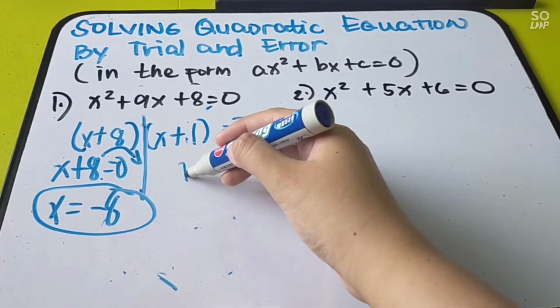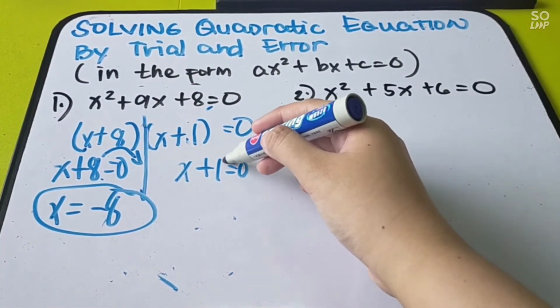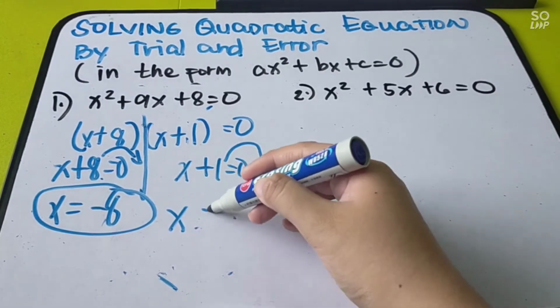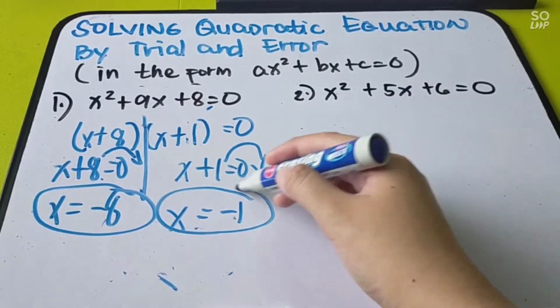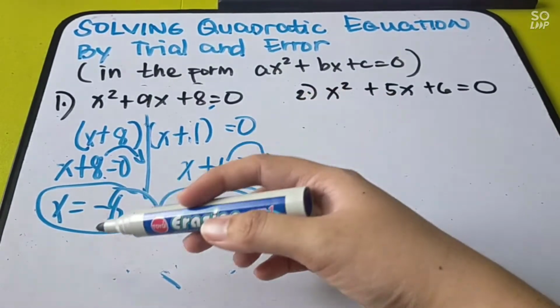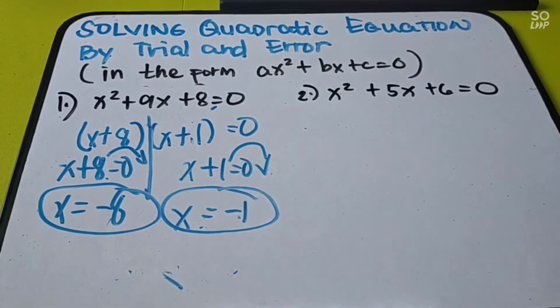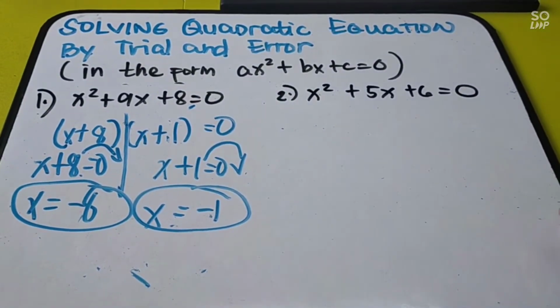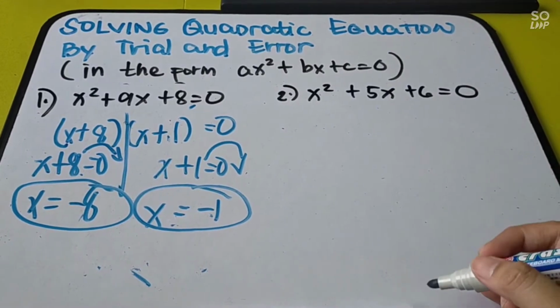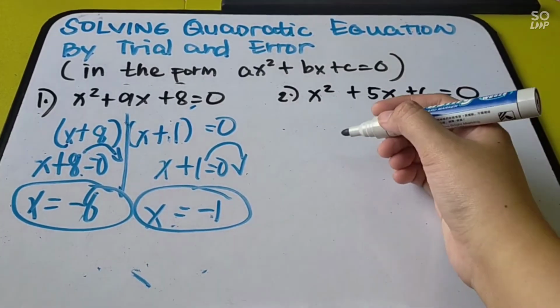The other one, x plus 1 equals to 0. Just transpose. X is equals to negative 1. We're done. So, your answer for number 1 is negative 8 and negative 1. Is it clear? So, madali lang, di ba? Lalo na kapag sanay kang mag-factors, madaling-madali na sa iyan.